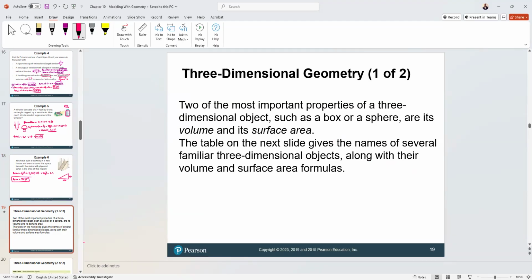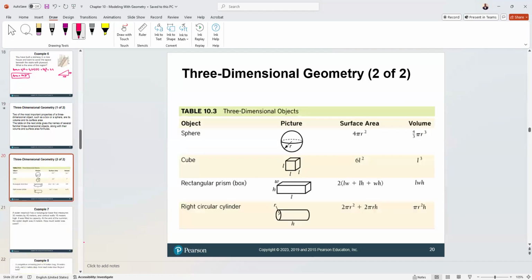Now, you've seen so much about two dimensions. How about three-dimensional geometry? Two of the most important properties of three-dimensional objects such as a box or a sphere are their volume and their surface area, right? So we have a table here that gives the names of several three-dimensional objects along with their volumes and areas, right?